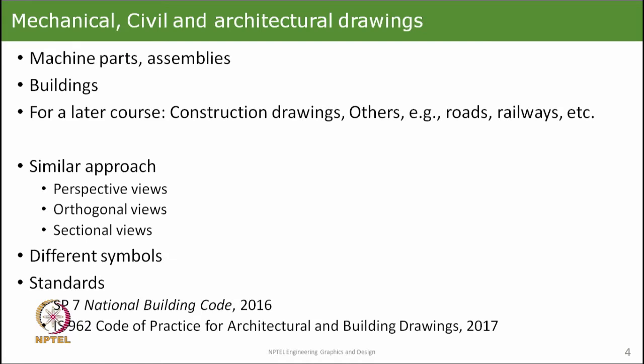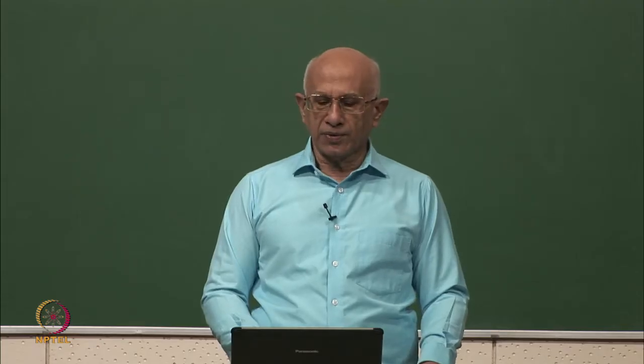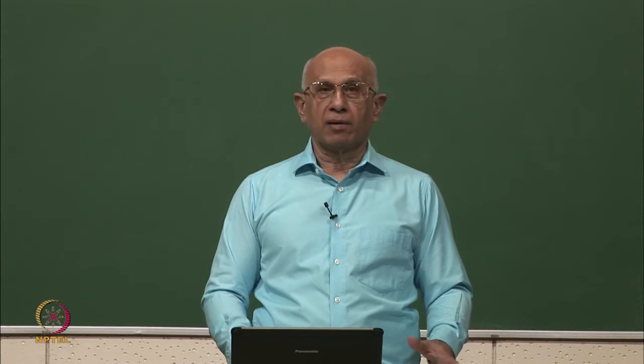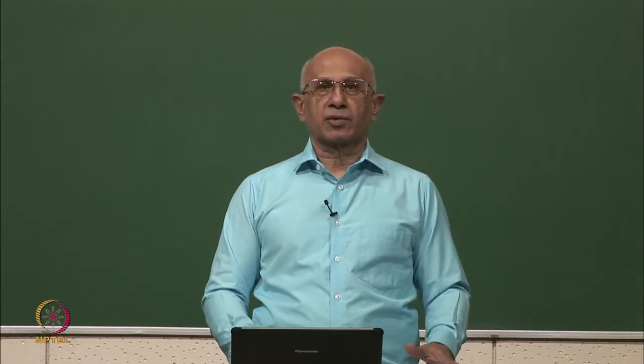You have already studied mechanical machine drawings, where there were parts and assemblies. In civil and architectural drawings, we shall look at buildings. We are restricting ourselves just to this topic, and there are many other types of civil and architectural drawings which are left for a future course. For example, drawings related to roads, bridges, highways, airports, railways, and industrial structures.